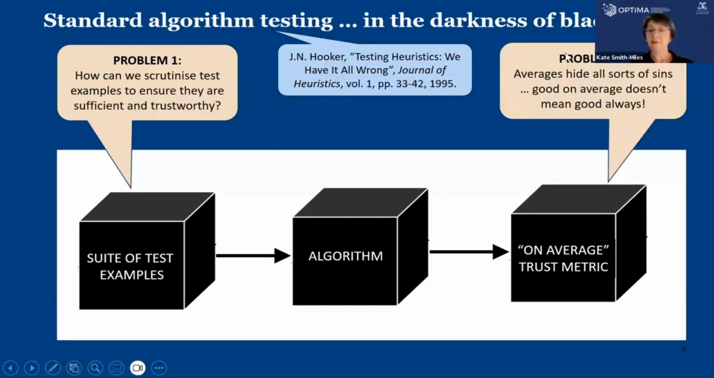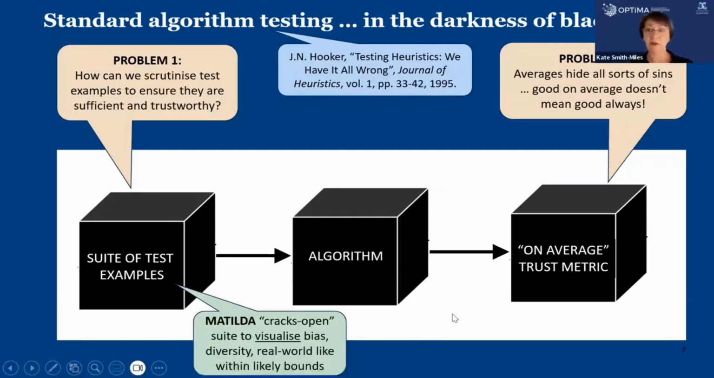The second problem is this averaging business. It hides all sorts of sins. Just because an algorithm is good on average doesn't mean it's good always, and we need to move away from just averaging and start to actually scrutinize performance for different types of instances. So I'm going to present to you a methodology for how we can do this, instance-based analysis, and we have an online tool called Matilda that helps people do this. And there's a big library of problems where people have already tackled the problem to understand strengths and weaknesses of different algorithms and models.